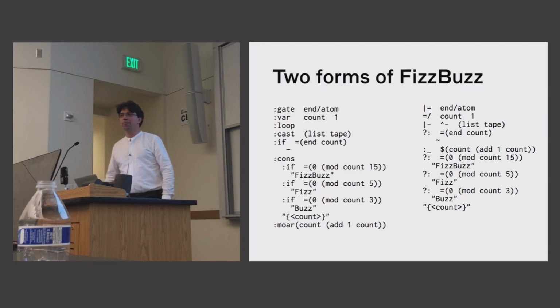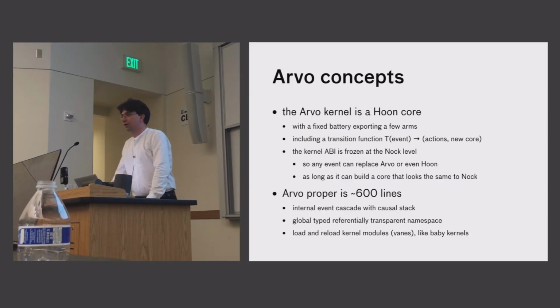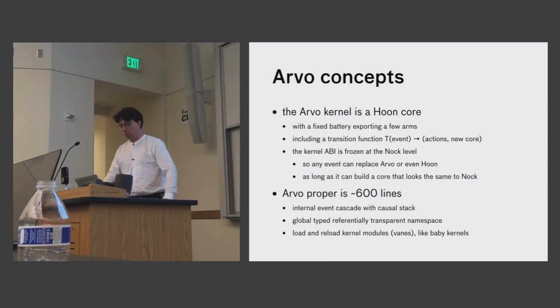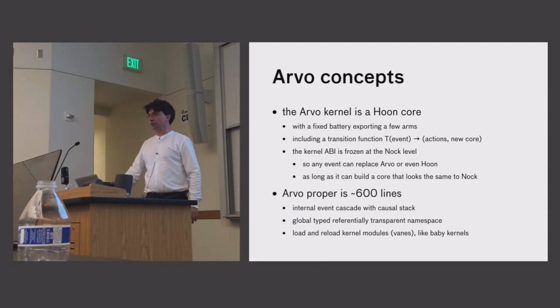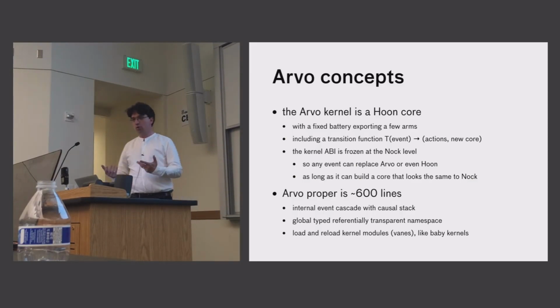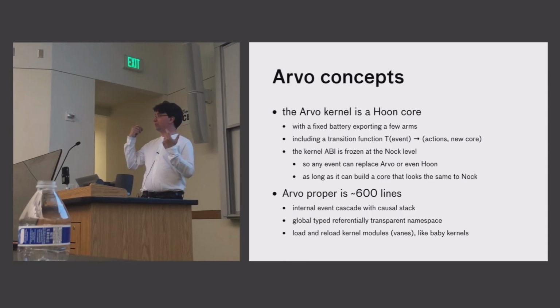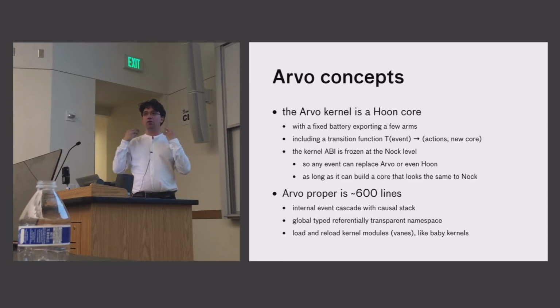Okay, so that's Hoon. Let's move up to Arvo. Now we're at the operating system level. The kernel of Arvo is a Hoon core, and this is where we get back to our transition function. This core has a very fixed battery structure. You can think of it like a V-table with a fixed structure.